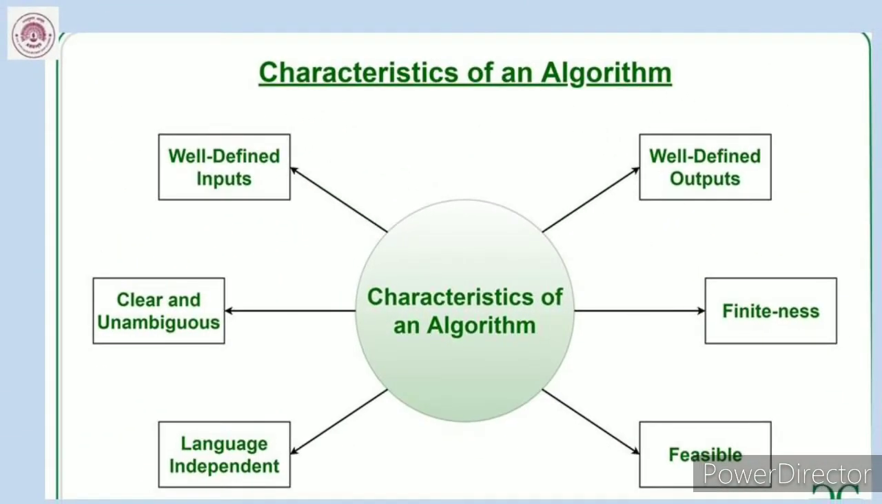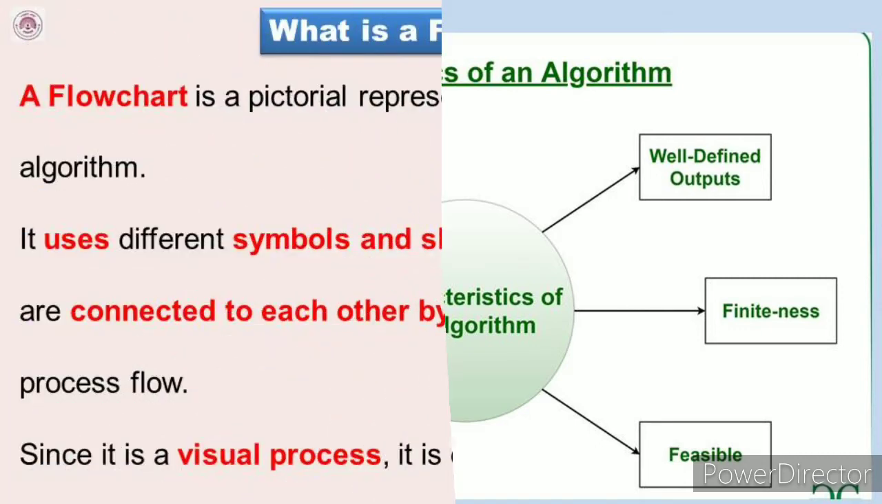So to sum up, the characteristics of an algorithm are: you should have well-defined inputs, clear and unambiguous, they are language independent, feasible, there has to be finiteness, and only then you will have well-defined outputs.